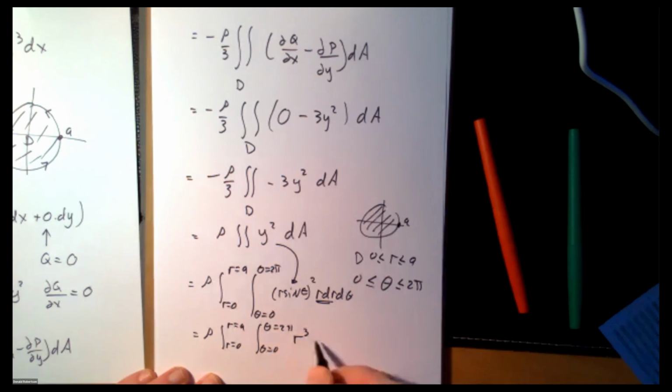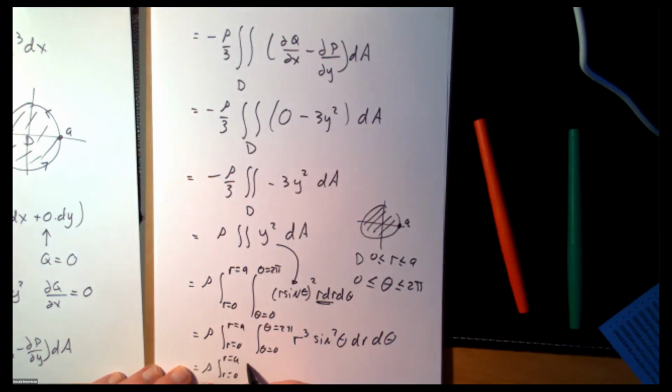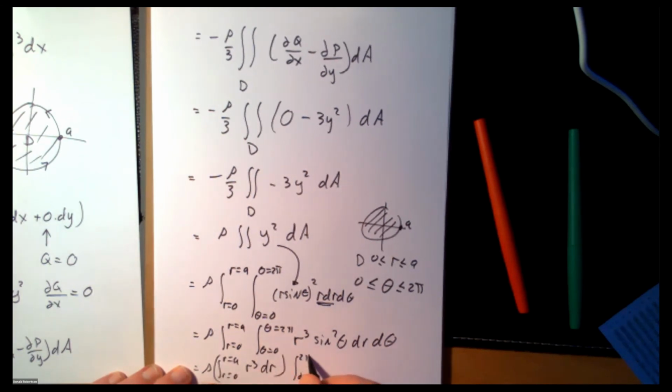And eventually, that fella. I think this happened as well the last time. Can't we split this into two integrals, one with a dr and the other with a d theta? And computationally, that actually makes your life a little bit easier. So I'm going to do the integral from r equals 0 to r equals a of r cubed dr. And I'm doing the integral from 0 to 2 pi of sine squared theta d theta.